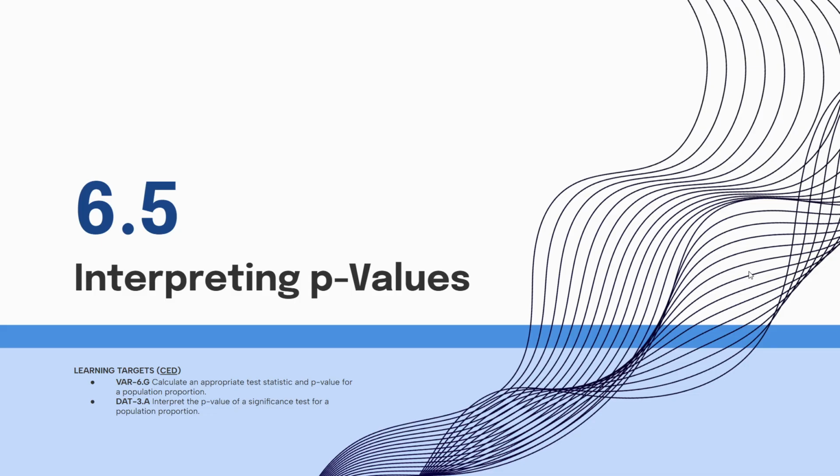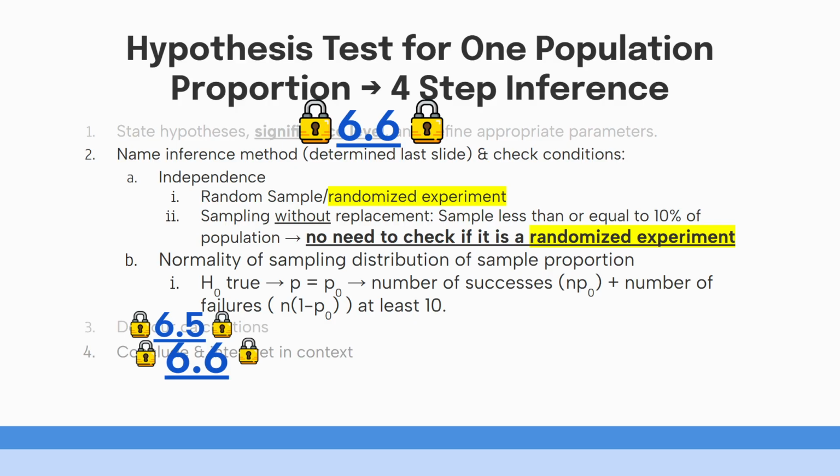So now we're going to go over interpreting p-values. In other words, this lesson is checking the conditions and doing the calculations for our hypothesis test. So did 6.4 make sense to everyone? Did that topic make sense? Yeah?